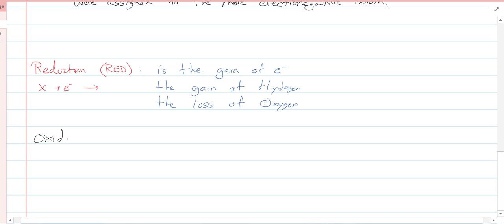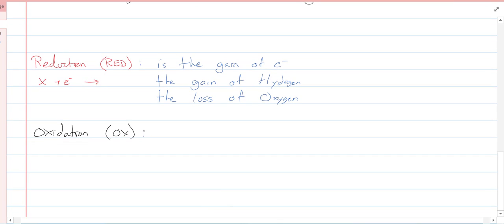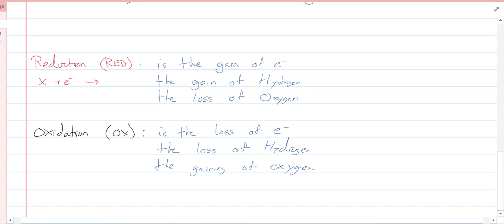Oxidation is the loss of electrons, the loss of hydrogen, or the gaining of oxygen. And a lot of times for oxidation, we have X plus electrons. So the electrons are on the right-hand side of the arrow.